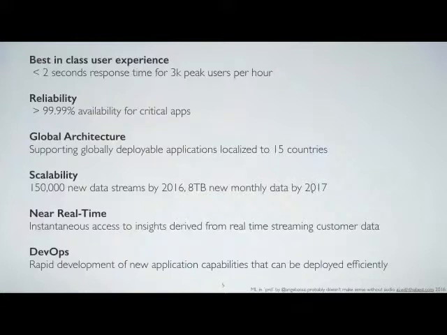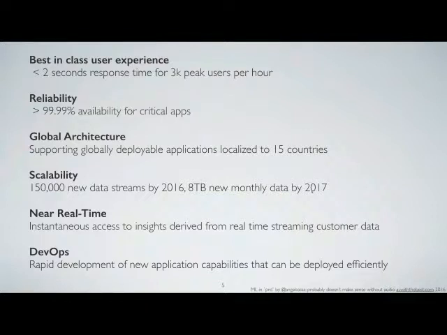So a few stats about Enernoc. We have sub 2-second response time for over 3,000 peak users per hour. When we talk about reliability, we're talking about 99.99% availability for critical apps. These are the apps that don't happen in batch, so that they're available every 24 hours or whatever frequency. We also offer a global architecture. Our critical deployable applications are localized to 15 countries.